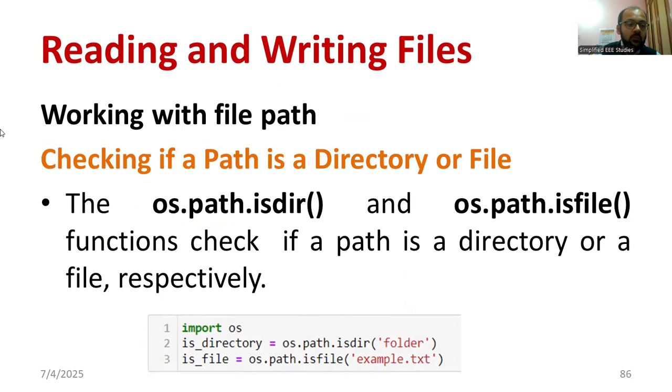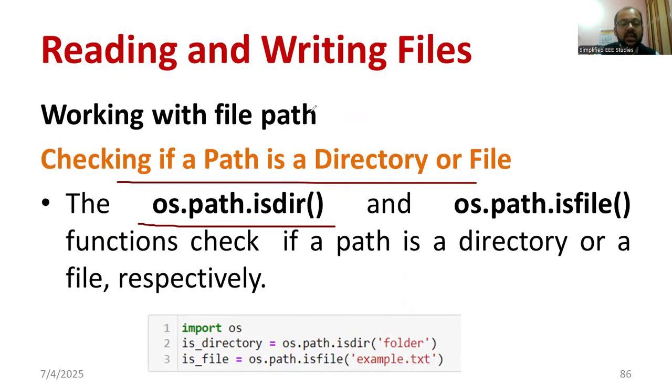Now I'll talk about checking if the path is a directory or a file. To ensure this operation, we require the function os.path.isdir. If I use isdir, it will tell whether the given path is a directory or not. If it is a directory, of course, you get the true answer. Conversely, if I want to check whether the given path is a file or not, you can use os.path.isfile. If I use this function and the given path is a file, of course, I get true, else I get false.